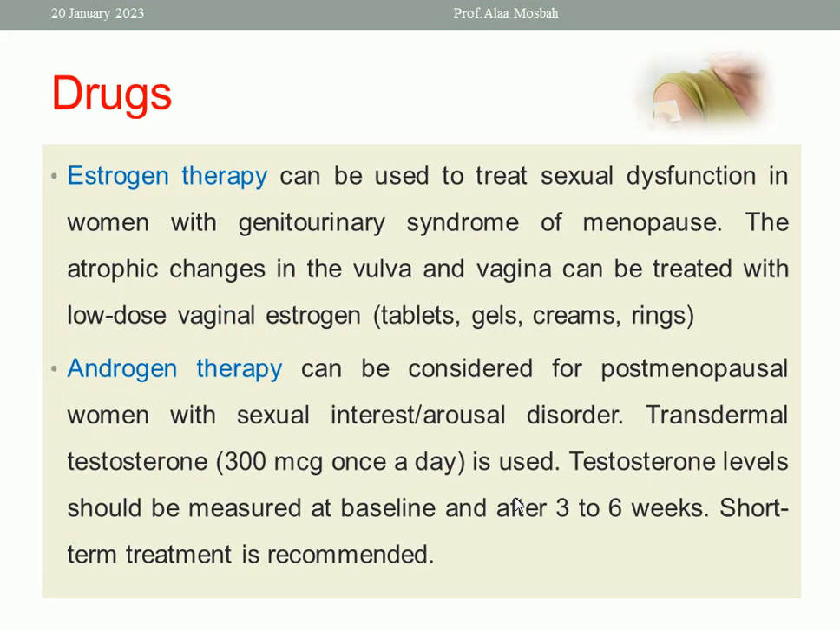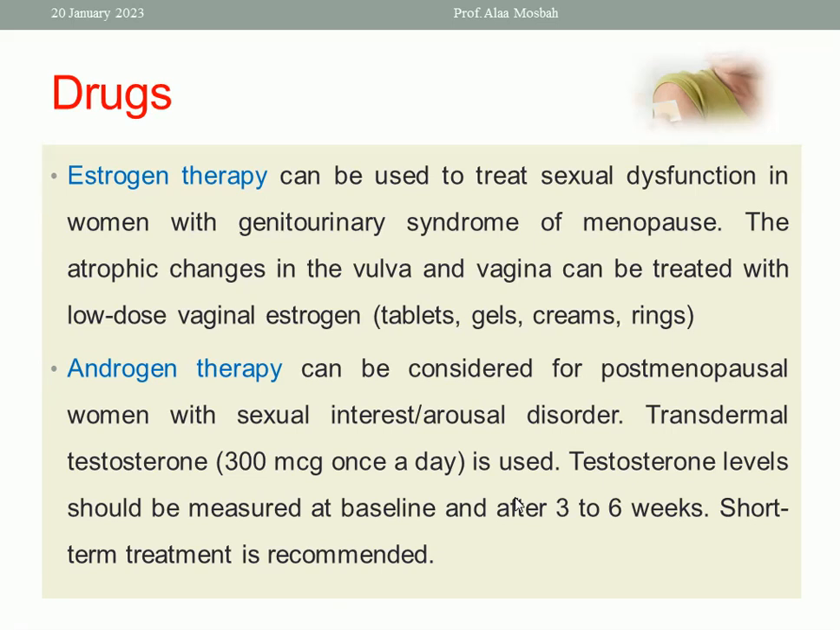What about the drugs that can be given? Estrogen therapy can be used to treat sexual dysfunction in women with genitourinary syndrome of postmenopausal age. Why? Because these atrophic changes in the vulva and the vagina can be treated with low dose vaginal estrogen like tablets, gel, cream, rings. Okay?